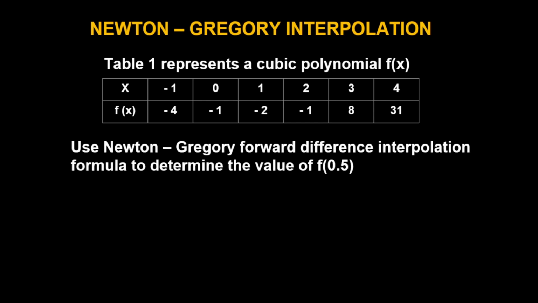Basically, Newton-Gregory forward interpolation is a numerical method used to estimate the value of a function at a given point based on a set of known data points. Let's proceed. We are going to input our data points in this table. Now the delta sign in this table represents our difference operator and is very useful in solving our interpolating polynomial.